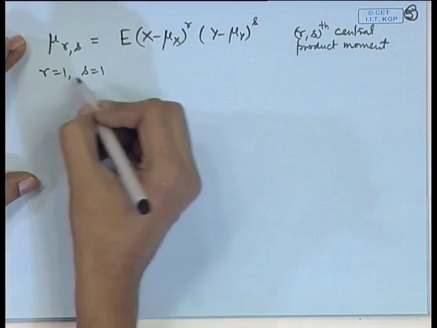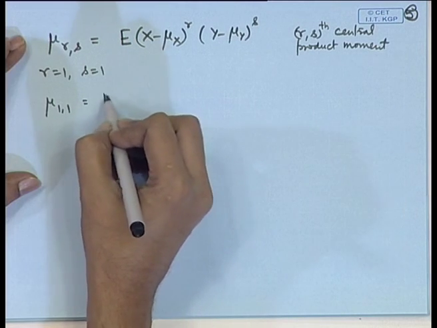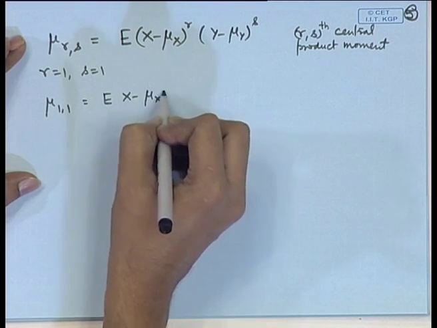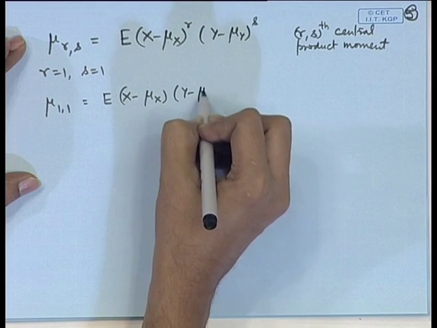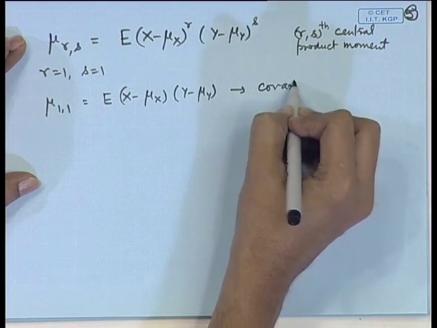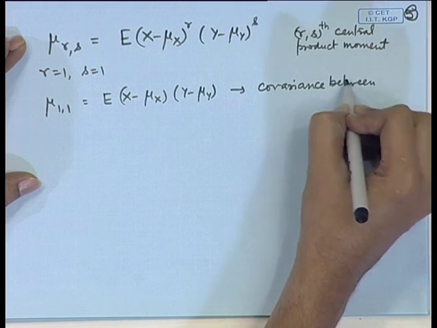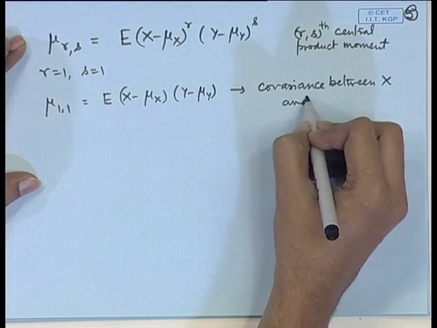So, if we consider both r and s to be 1, that is expectation of (x minus mu x) into (y minus mu y). This is called the covariance between x and y.